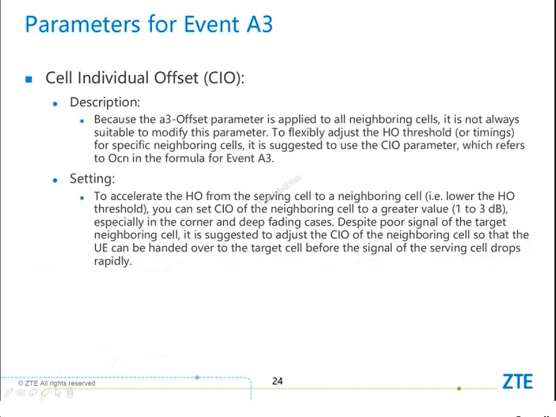Okay, CIO. For this parameter in a real network we suggest setting it to 0, because now we already use the A3 offset to control the neighboring cells. So these parameters normally do not need to be modified, just keep the default.